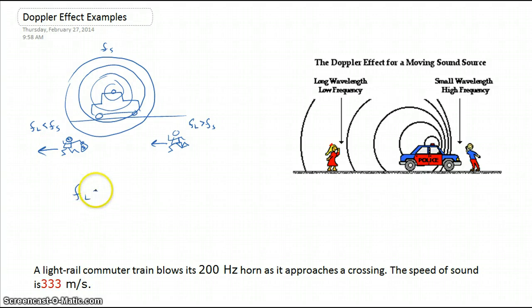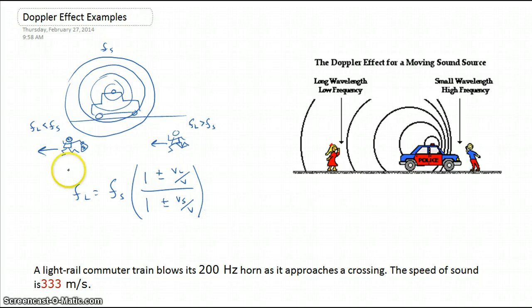And we had a general formula for this, that the frequency that the listener hears is equal to the frequency of the source times some factor, and we had to play a little game to make this formula up, but it's 1 plus or minus the velocity of the listener over the velocity of sound, all of that over 1 plus or minus the velocity of the source over the velocity of sound.